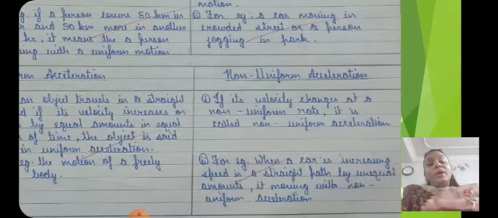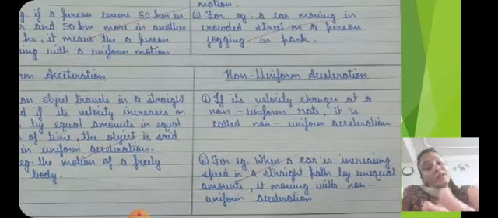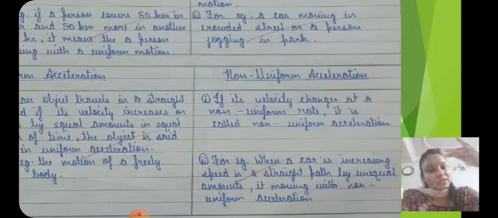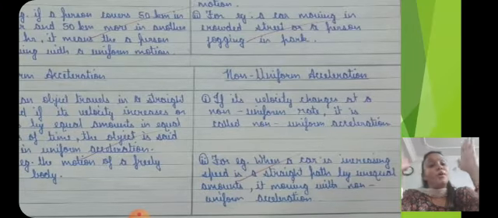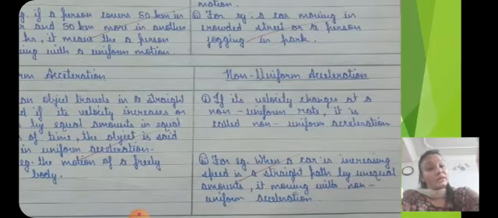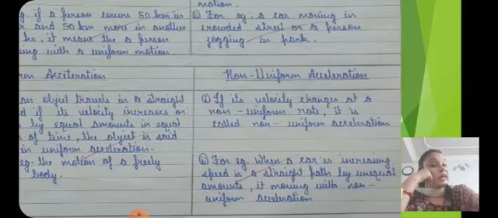If the body's velocity increases or decreases in equal intervals of time, it is known as uniform acceleration. If the velocity does not increase or decrease equally in equal intervals of time, it is known as non-uniform acceleration.